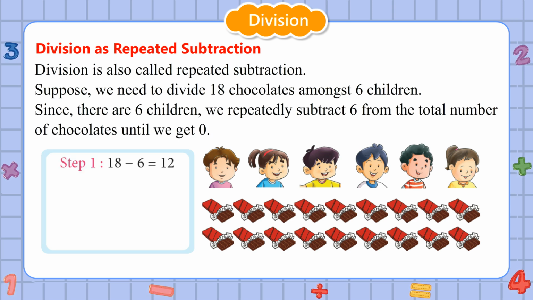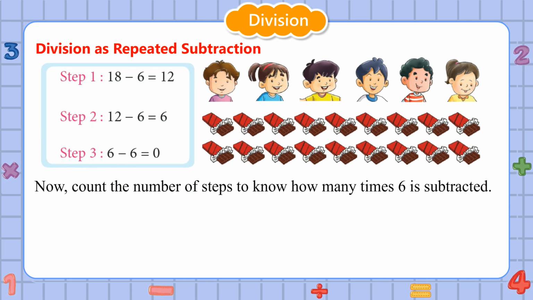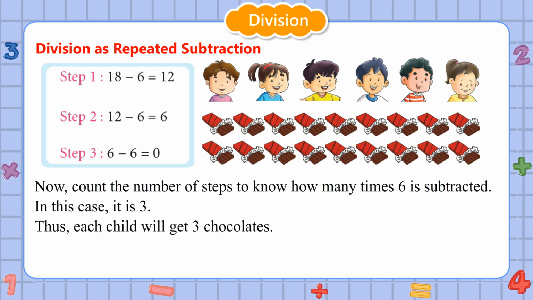Step 1. 18 - 6 = 12. Step 2. 12 - 6 = 6. Step 3. 6 - 6 = 0. Now, count the number of steps to know how many times 6 is subtracted. In this case, it is 3. Thus, each child will get 3 chocolates. It can be written as 18 ÷ 6 = 3.